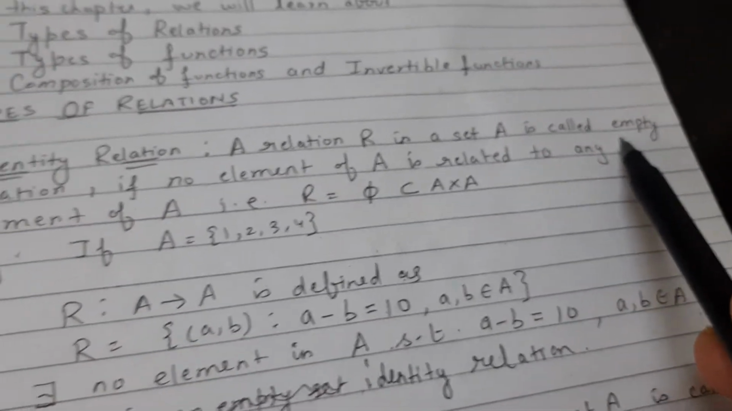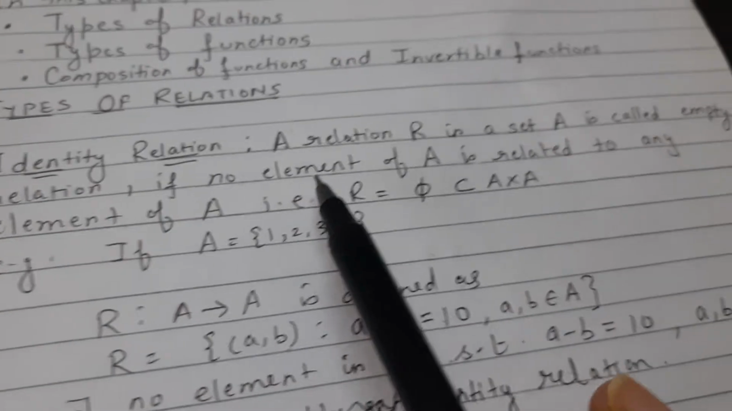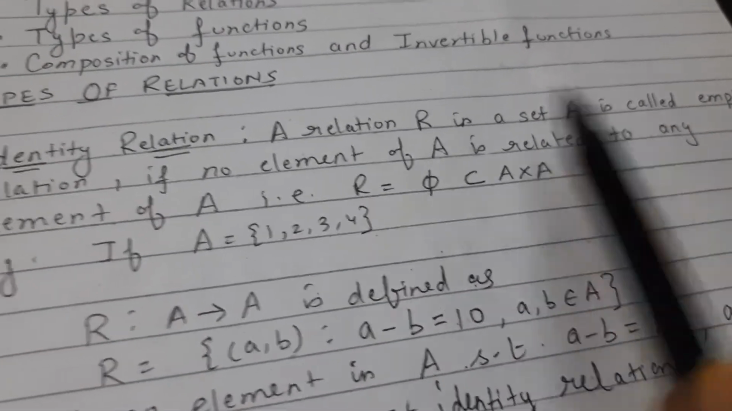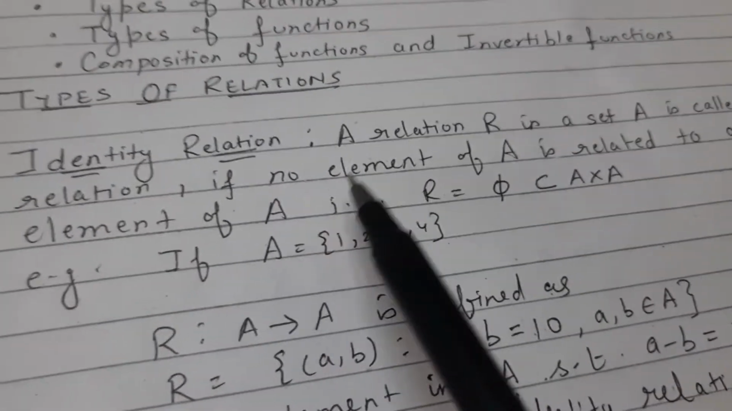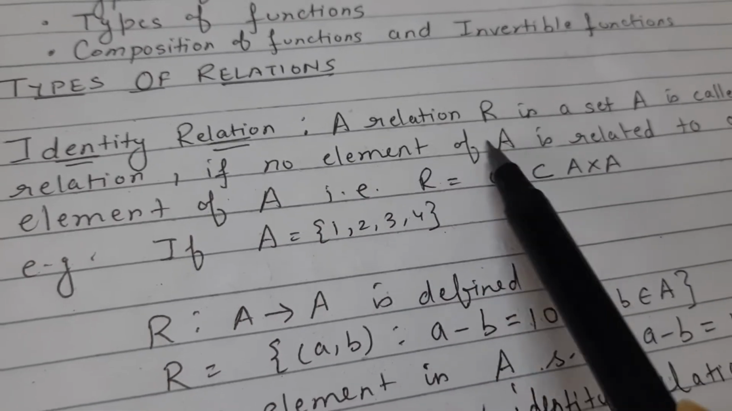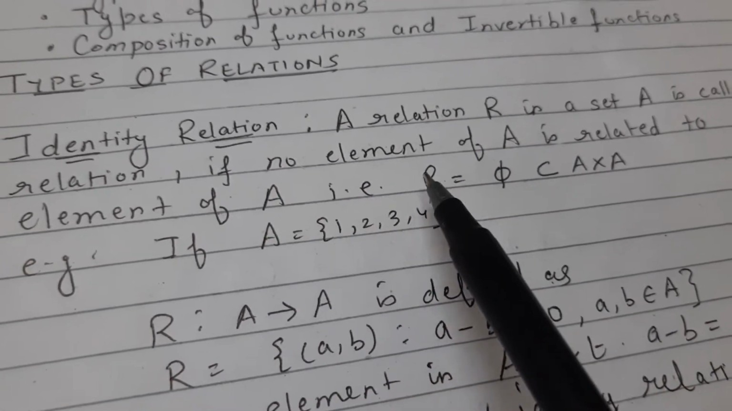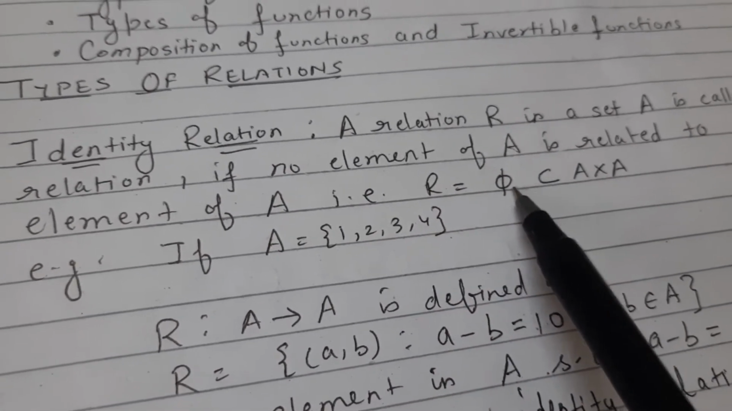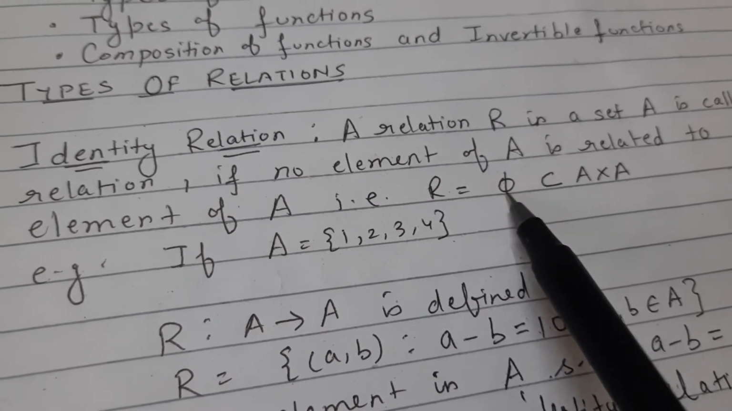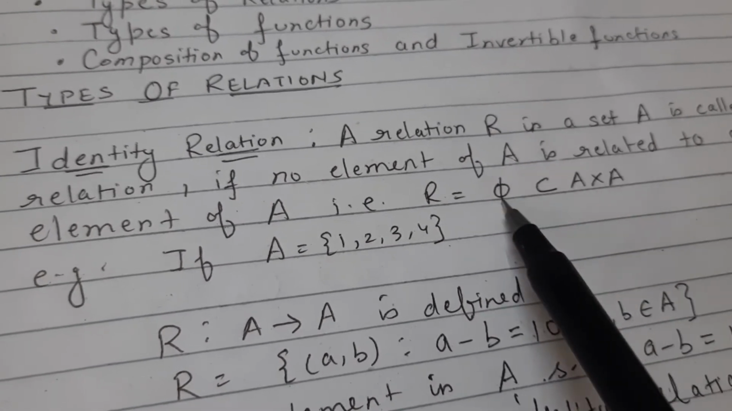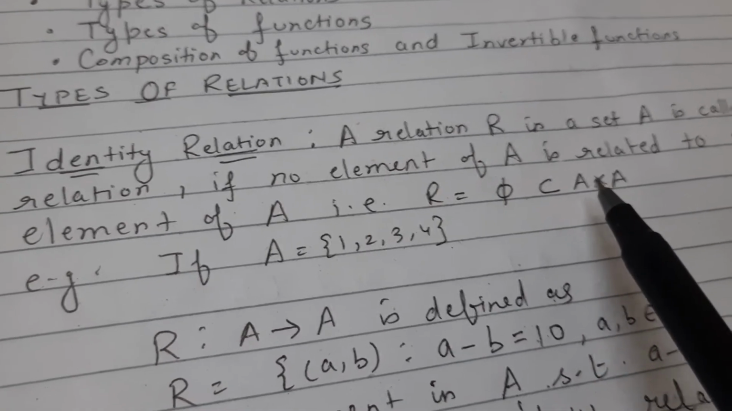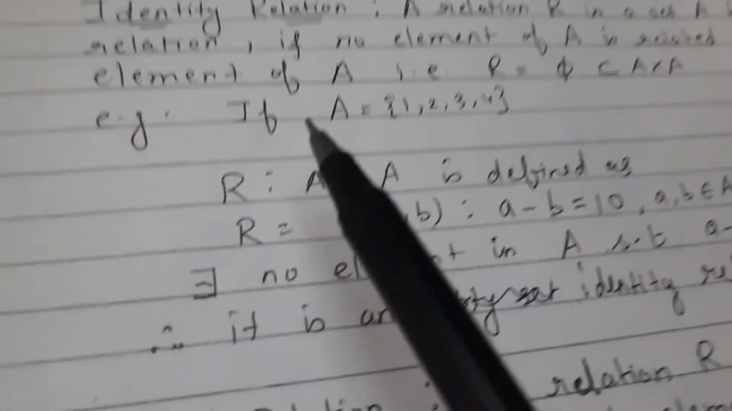It is called an empty relation if no element of A is related to any element of A. So all the elements of A should not be related to each other. Then that means the relation should have no elements. It should be a null set, and null set is a subset of A cross A. Null set is a subset of every set in fact. So for example, just see the example.